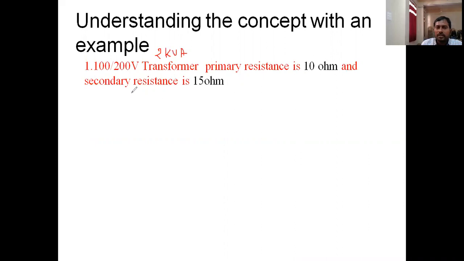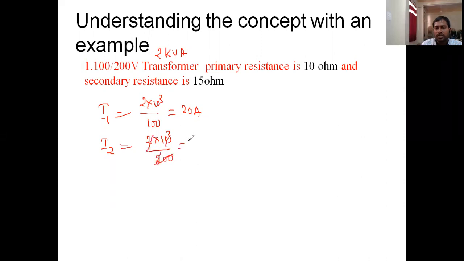So the primary current I1 is equal to kVA, 2 into 10 cube by 100, which is equal to 20 amps. This is the primary current, and the secondary current I2 is equal to 2 into 10 cube by 200. The 2 will be cancelled, and 2 zeros, so 10 amps. This is the primary current I1 and secondary current I2. Now primary resistance R1 is equal to 10 ohm, and R2 is equal to 15 ohms.